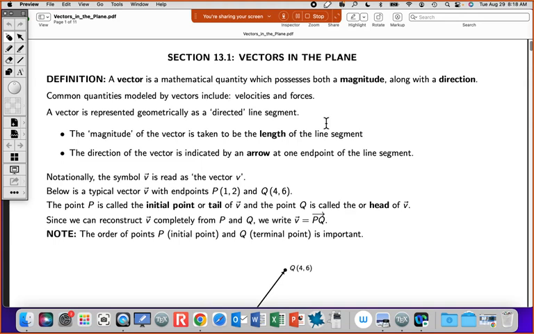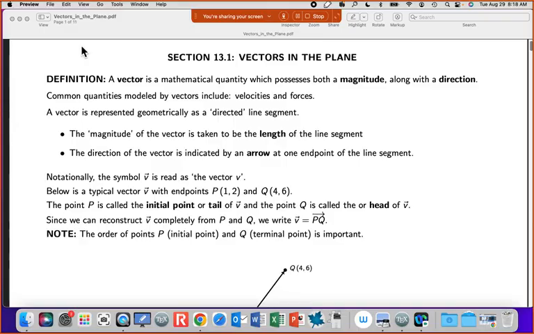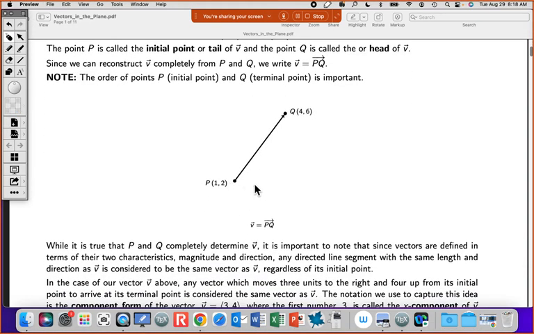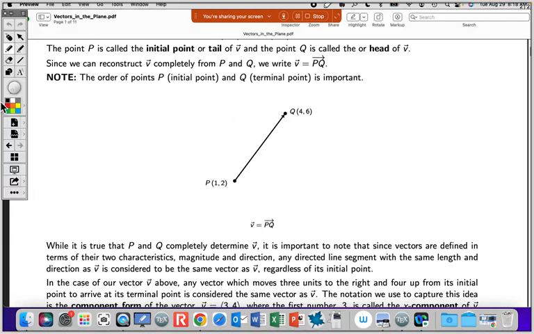All right, so the big idea behind vectors. Vectors are mathematical objects that possess magnitude and direction. Those are the two things that totally characterize a vector. We represent vectors in the plane using a directed line segment. So we've got a line segment. Directed means we got this arrow.